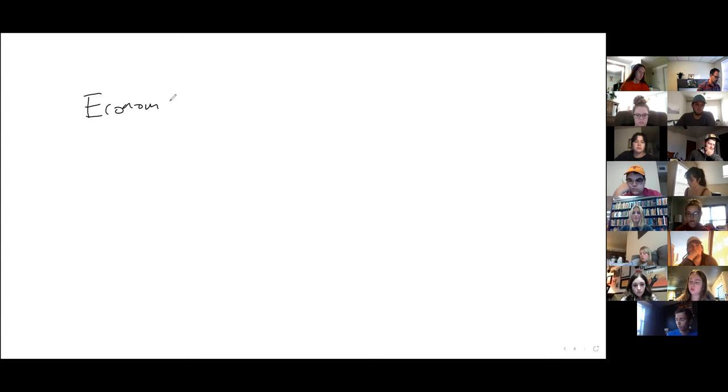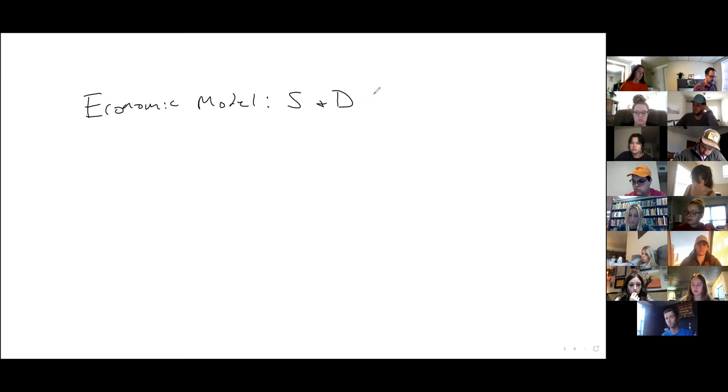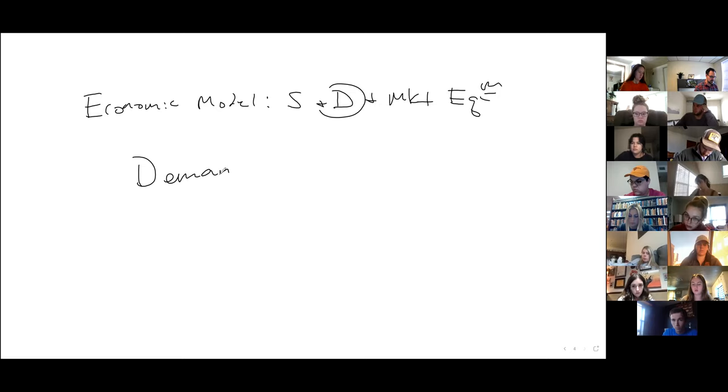Right, so back here we said the first step is making sure we've got this economic model in our head. So let's just review that economic model that we're talking about to make sure we all have the same thing in our heads and we know what we're talking about. And so I said, remember, it was supply and demand and market equilibrium. So let's start with demand. Somebody tell me, what the heck does that mean?